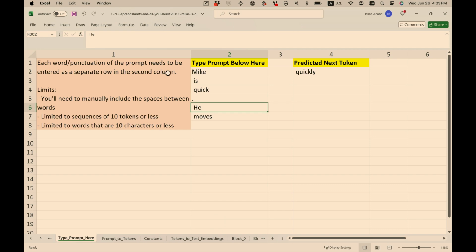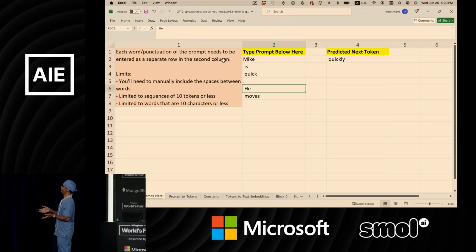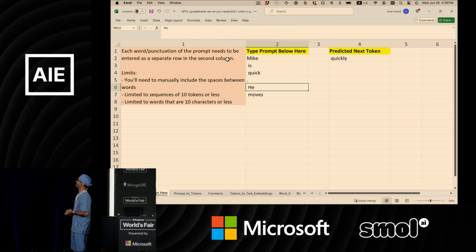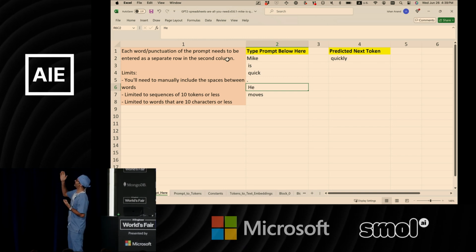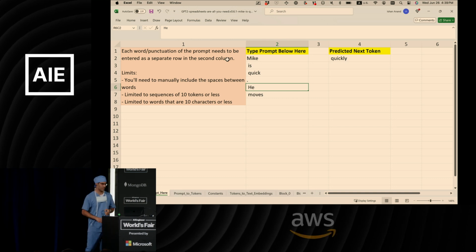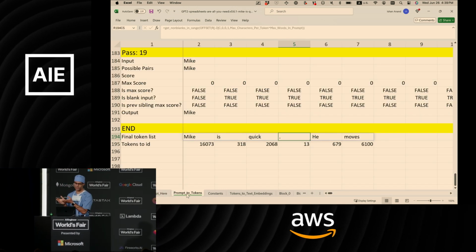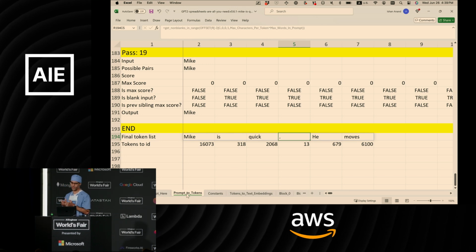So the first thing you do is we get our prompt, right? Here the prompt is, Mike is quick, he moves. And then it will output, after about 30 seconds, since we're running in a spreadsheet, don't use this in production, the next predicted token of quickly. So the first step is to split this into tokens. Now you see that every word here goes into a single token.